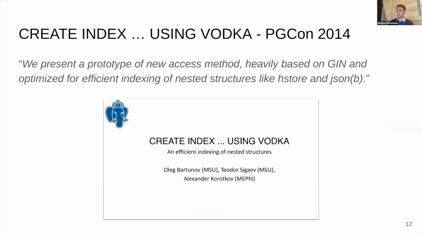And so this is not completely new. In PGConf, there was already a presentation about something like this, an index which has a similar idea. But the main use case that they presented there was for nested structures like HSTORE, JSONB. But the idea is very similar.